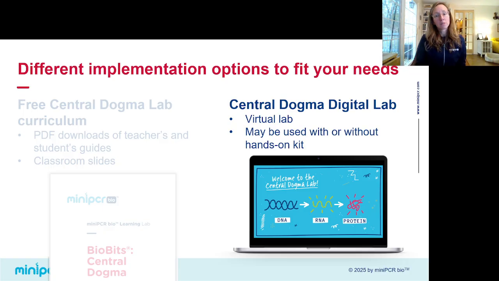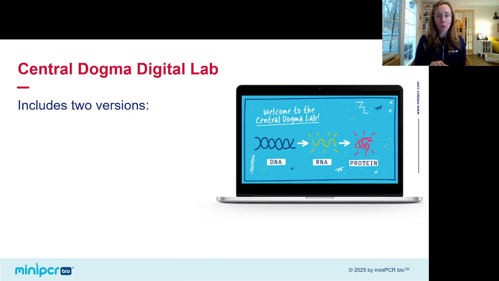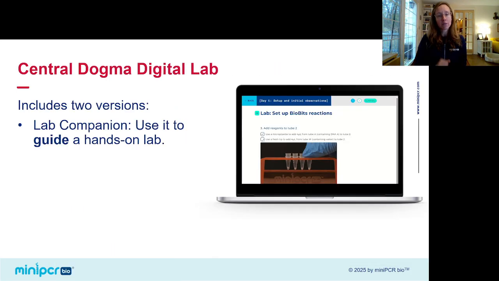As I mentioned, we also offer the Central Dogma Digital Lab, which is a virtual version of the Central Dogma Lab, and this can be used with or without the hands-on kit. This digital lab really supports deep student engagement with this material, and you can use it in a couple different ways. So this digital lab includes two versions. One we call our Lab Companion. This is basically an interactive lab guide. You use it to guide the hands-on lab. Each step of the protocol is illustrated with photos and videos, so students really have a good sense of what their sample should look like each step of the way.